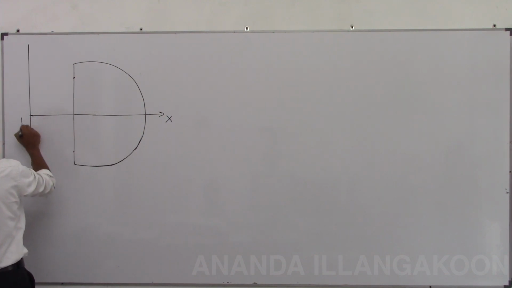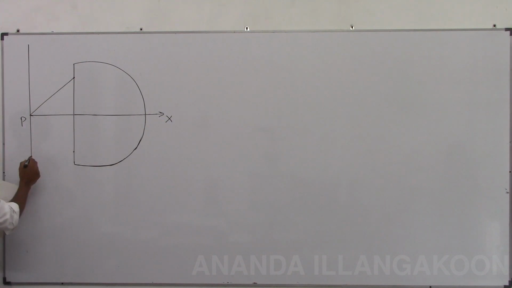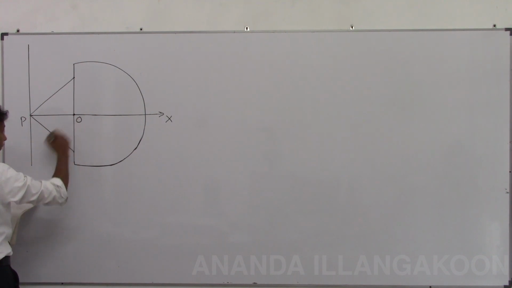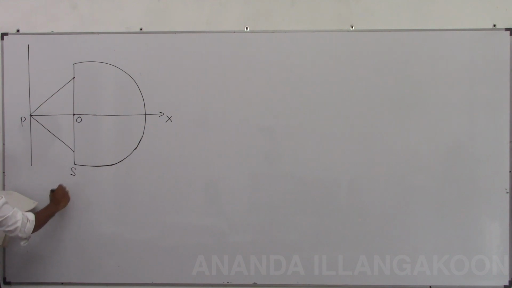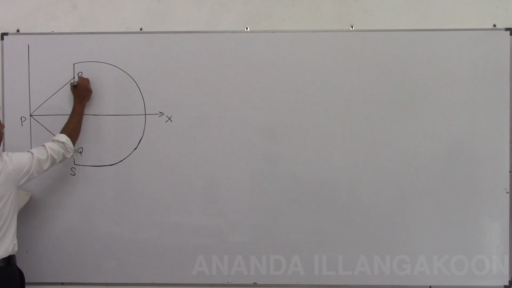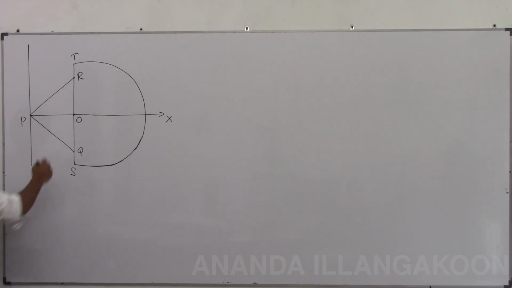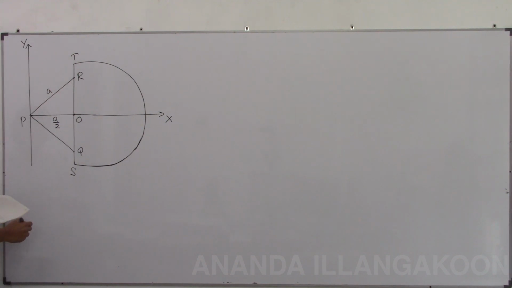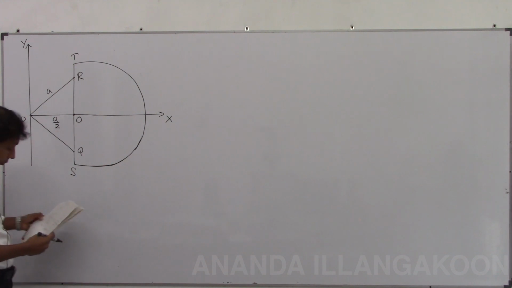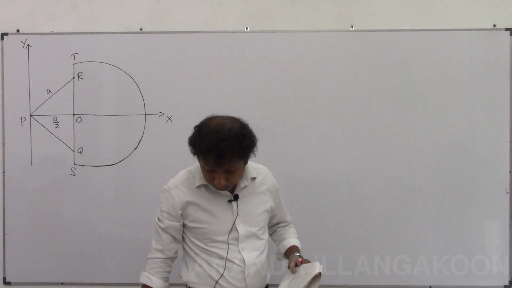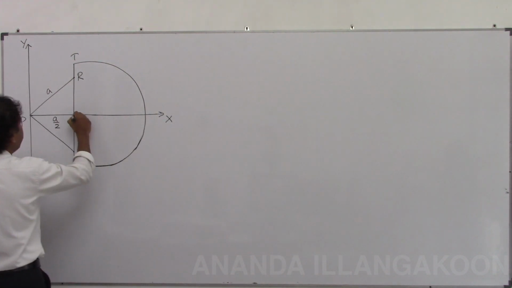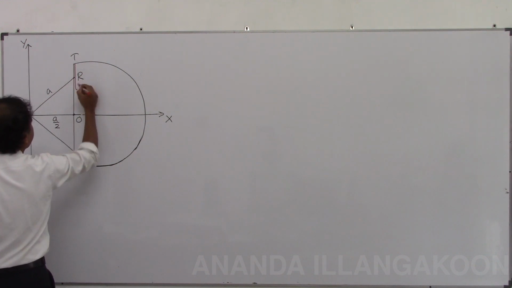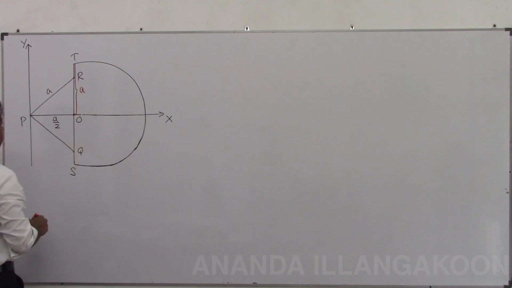We can do it here. This point is O. This is P. This point is S. This is Q. This is R. This is P. This length is a by 2. This is a. This is the y axis. ST length is 2a and O is the midpoint. Therefore, this length is a. People, now here this is 90 degrees.